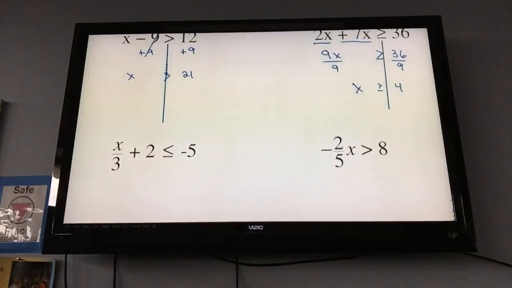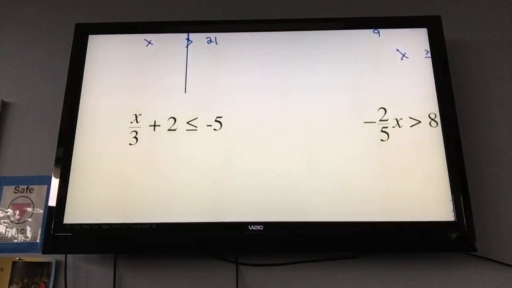On this next one, I have fractions. If you have fractions, get rid of the fractions. My common denominator would be 3. So I'm going to take every term times the common denominator of 3.